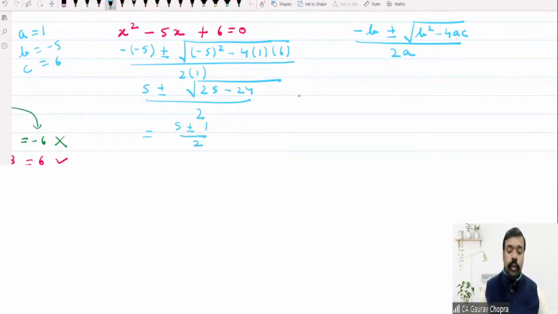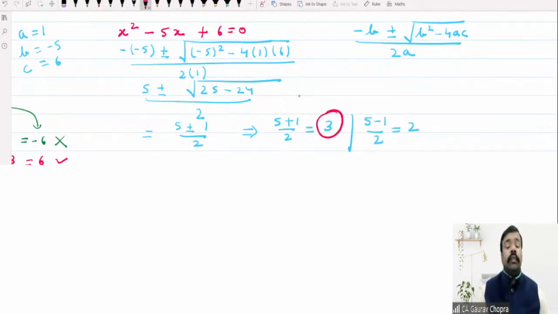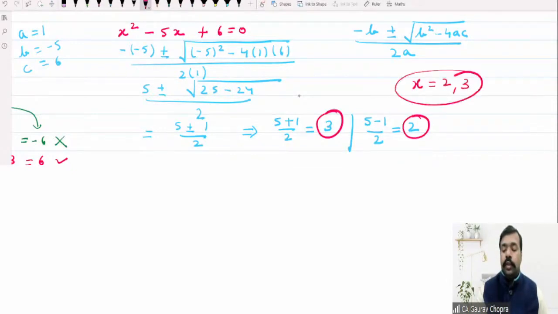So once we have to take plus and once we have to take minus. So 5 plus 1 by 2 becomes 3 and 5 minus 1 by 2 becomes 2. So that means one root is 3 and other root is 2. Hence, the value of x becomes 2, comma 3. All right. So this is the answer.